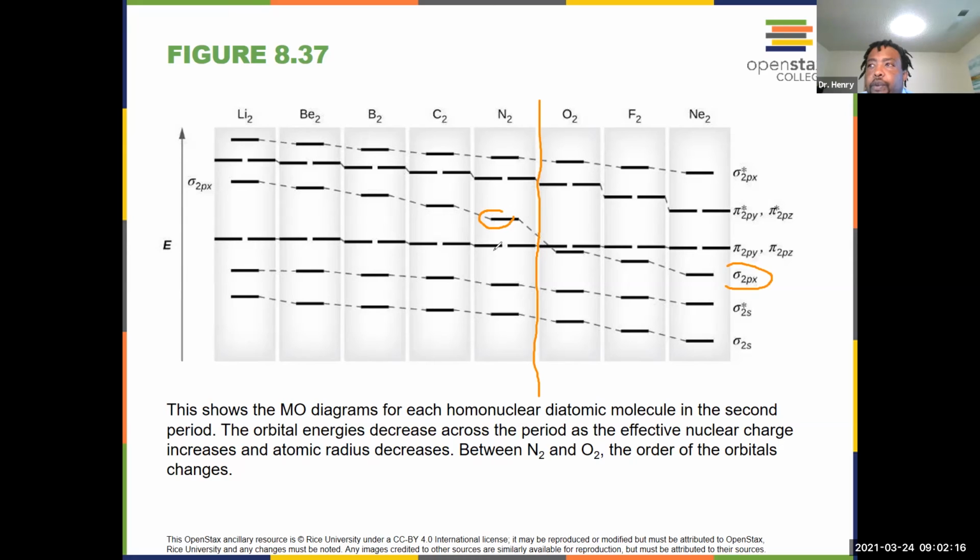So in other words, if we go filling up the electrons, we'd fill up these first, and then we'd fill up these pi's first before we fill up that sigma. But in the case of oxygen, it works just the opposite. We fill up the sigma before we fill up those pi's.